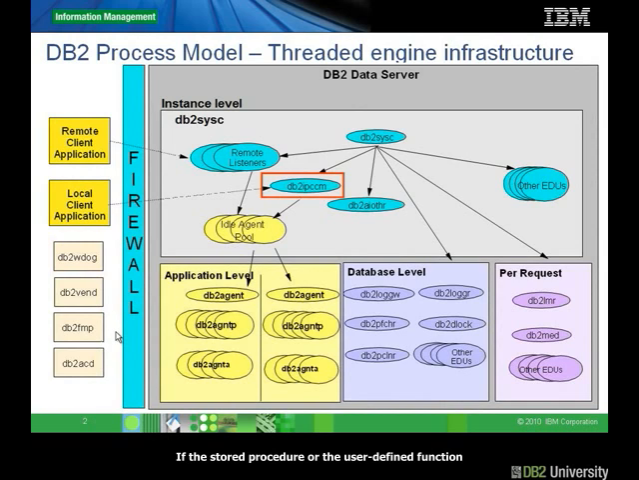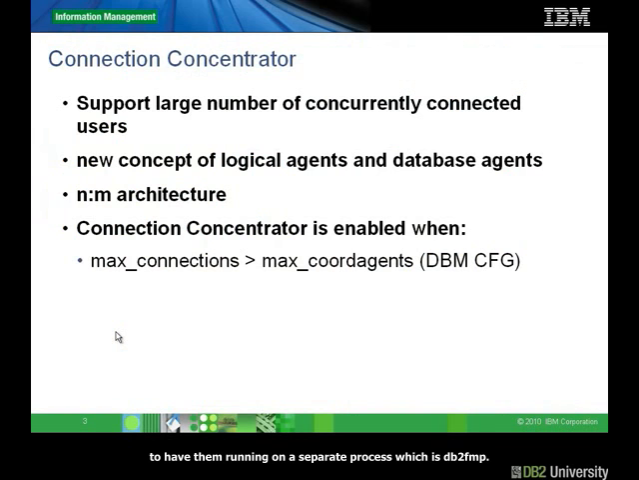If the stored procedure or a user-defined function were running on the same address space as the DB2 engine, and if they were incorrectly coded, then they could bring DB2 down. So that's why it's important to have them running using a separate process, which is DB2 FMP.